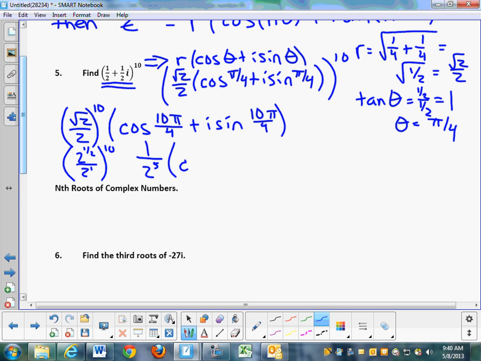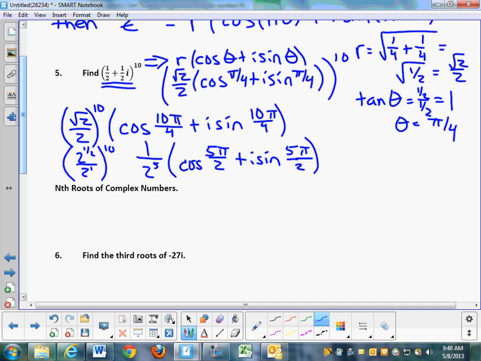Times the cosine of 10 pi over 4. What's that? 5 pi over 2. Plus i sine of 5 pi over 2. That works. And I'll give you credit for that on the test.